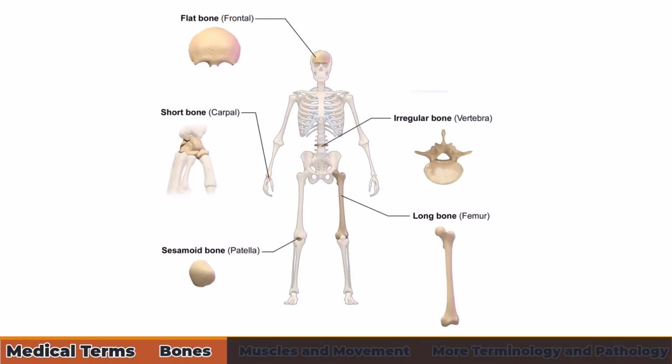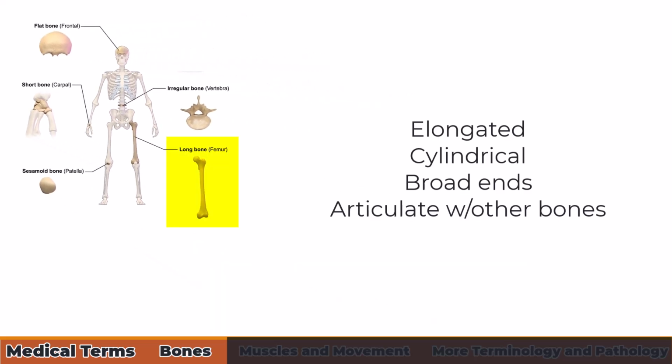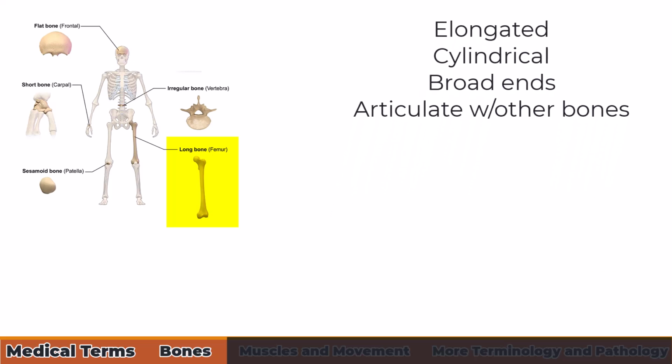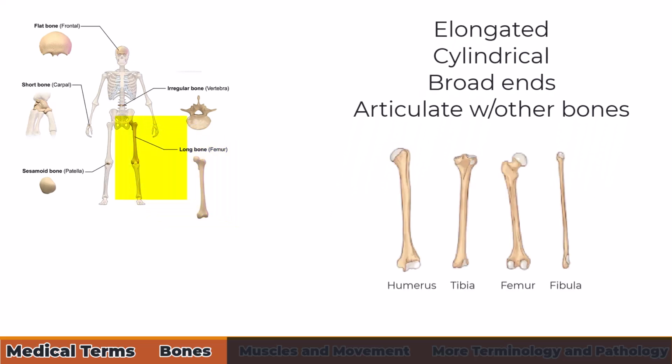There are 5 types of bones: long bones, short bones, sesamoid bones, flat bones, and irregular bones. Long bones are elongated and cylindrical. They have broad ends and articulate with other bones. Do any come to mind? The femur, tibia, and radius.